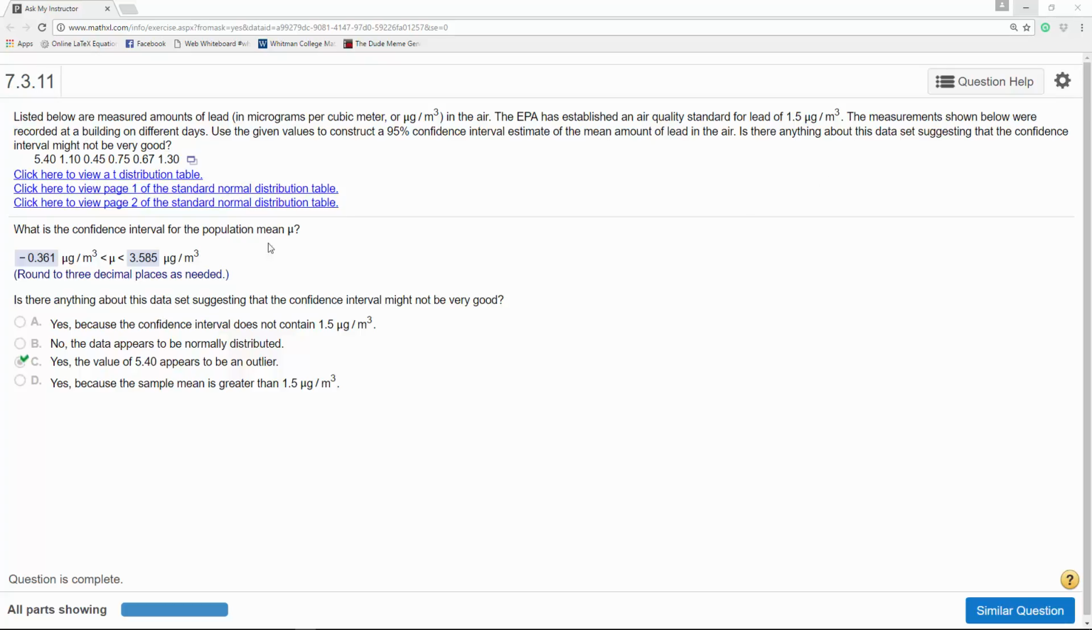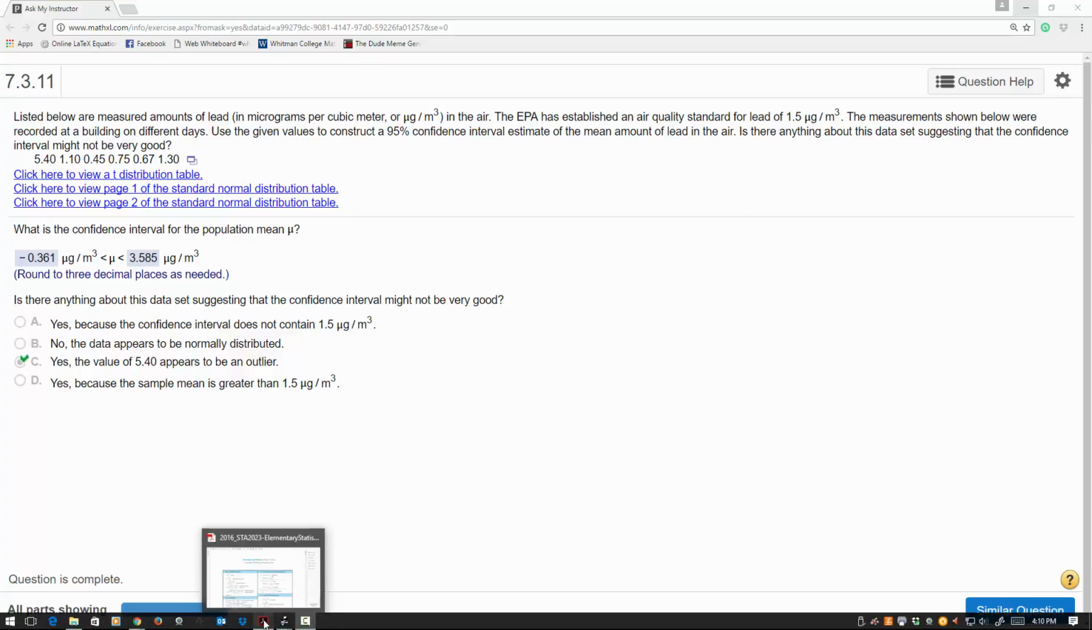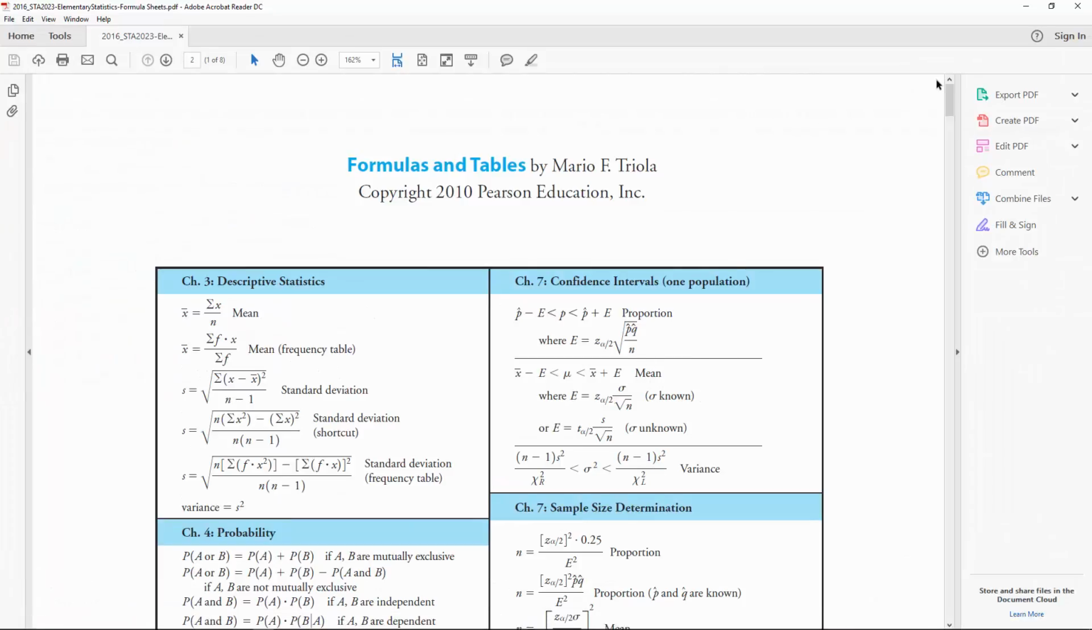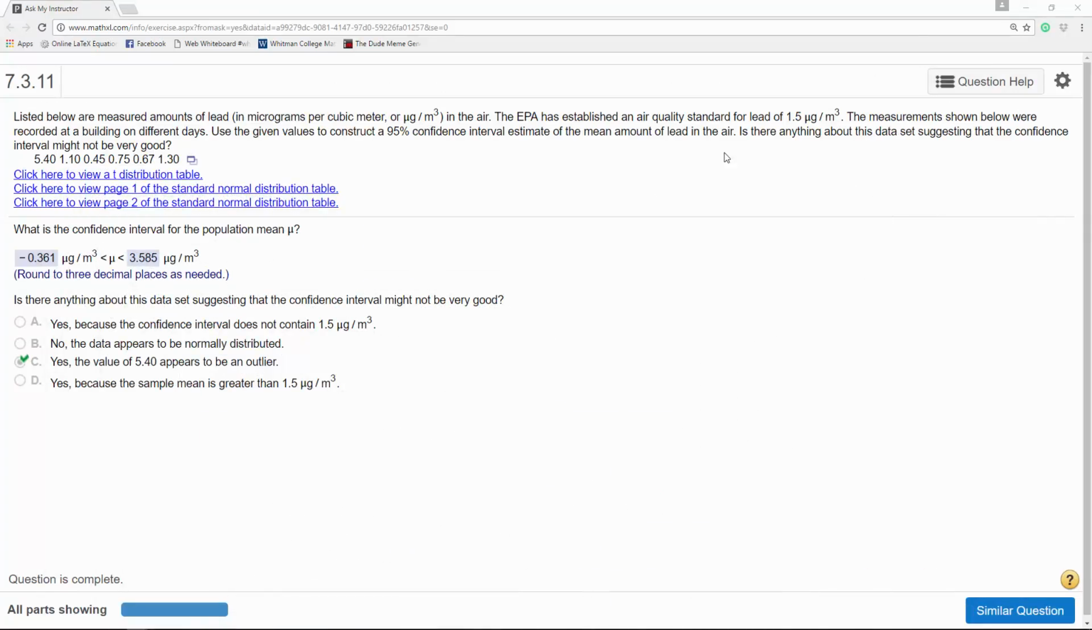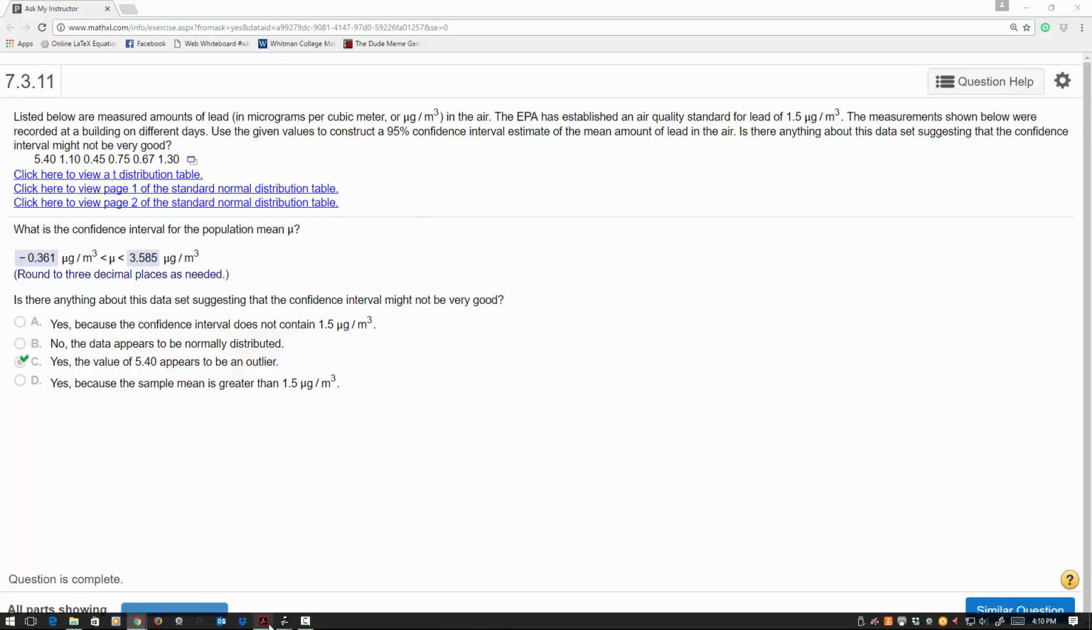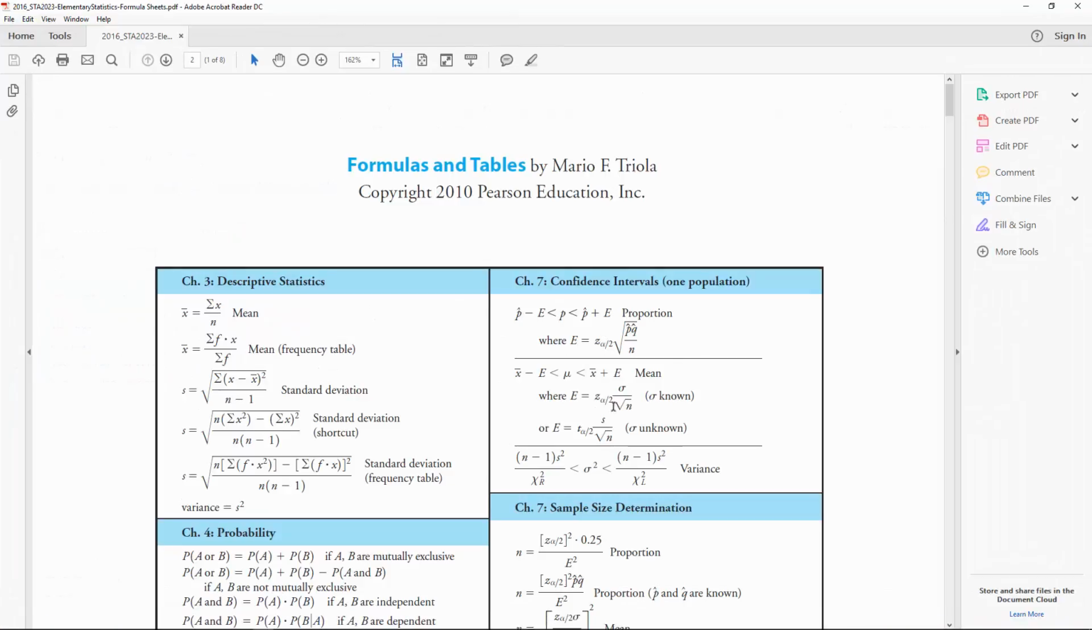So the first thing I can see is I'm going to go to my formula sheet, and it says once again to construct a 95% confidence about the mean. So I know it's going to be something in here, because this would be a confidence interval about the mean. They did not give me a standard deviation, so I have to find that. So that says I'm going to use the t-table. So I'm going to end up using this one here. All right, so that's going to be my formula that I'm going to need.